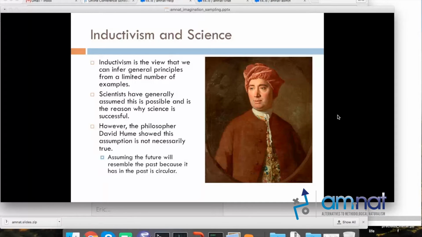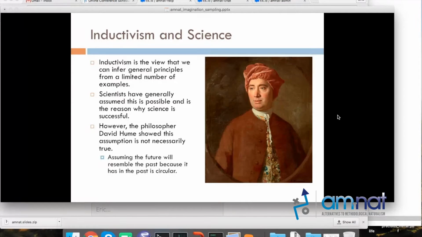But this is how we think science works. It doesn't seem to strike anybody as odd that we are able to develop such broad theories. Everyone takes inductivism for granted. But it's not necessarily true that inductivism should work. The philosopher David Hume, who was mentioned in a couple of previous talks, proved that it's not a necessarily true premise that induction should work. A quick paraphrase of his argument is that assuming the future will resemble the past because it has in the past is circular, right? Because you're using the same principle to support the principle. So inductivism is not necessarily true, but everyone takes it for granted.